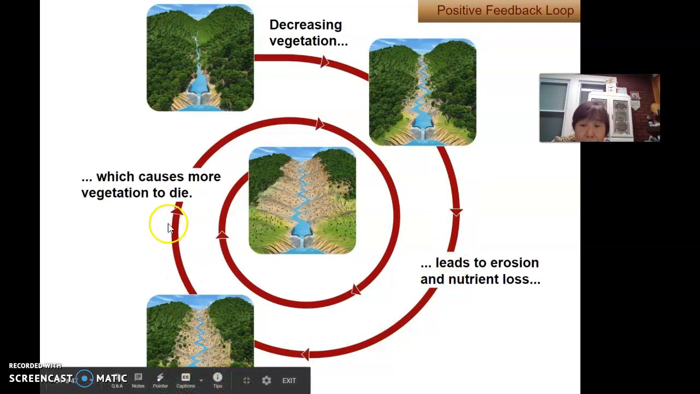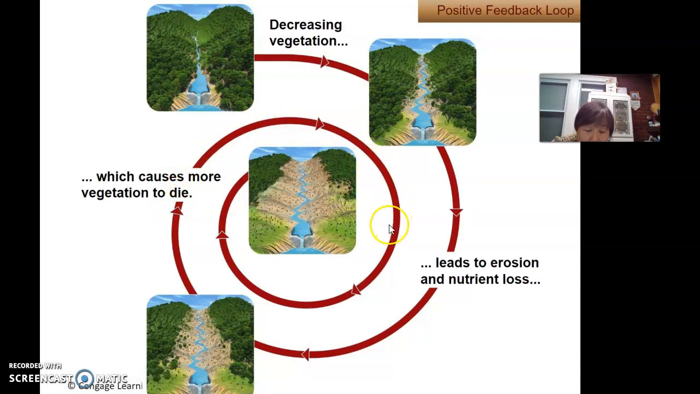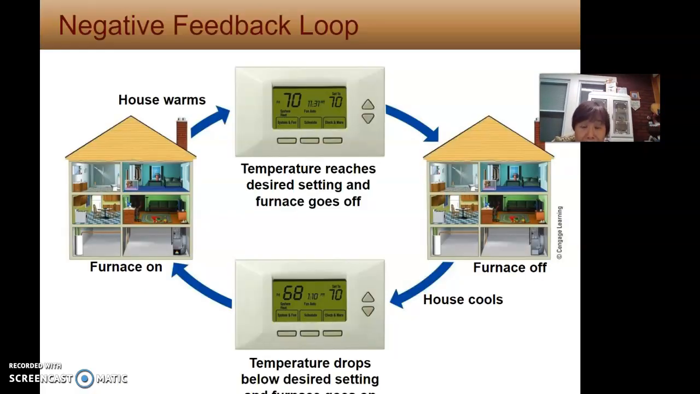And then you have more erosion, more energy loss, and then more trees die out. So this bad situation becomes worse and worse. This one is called a positive feedback loop: it enhances the beginning change and keeps going. However, a negative feedback loop is a balancing, correcting process.